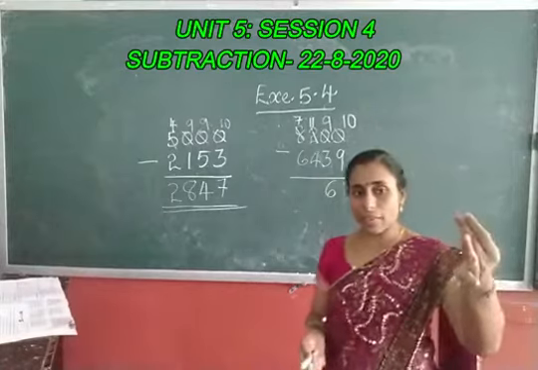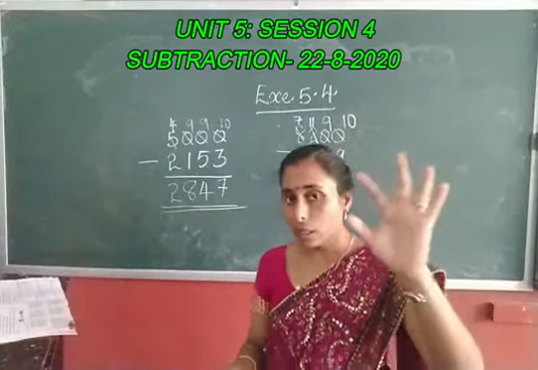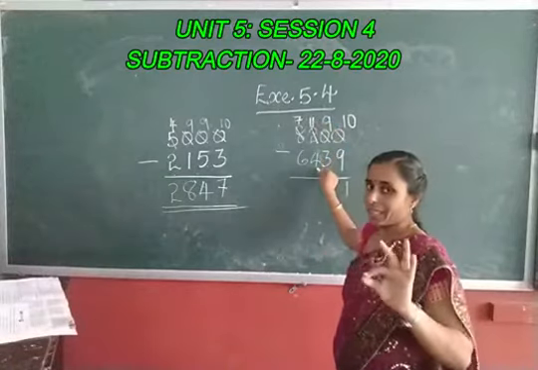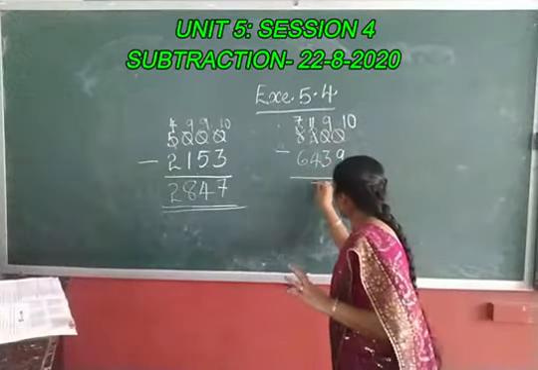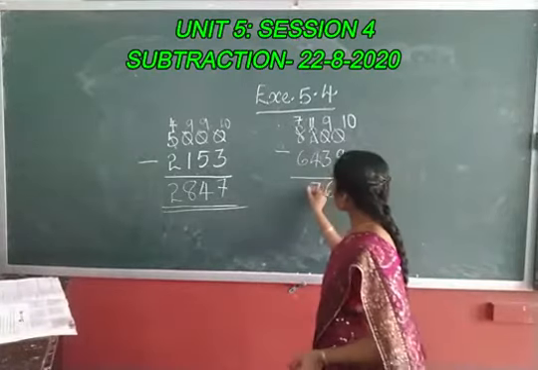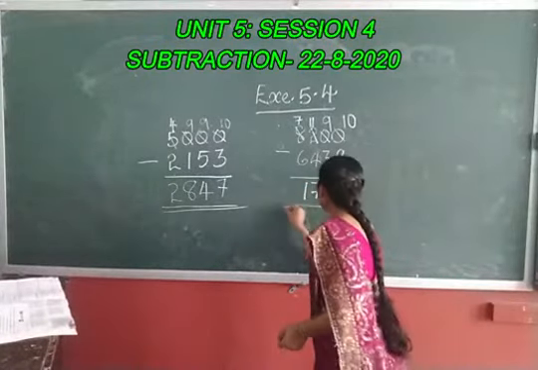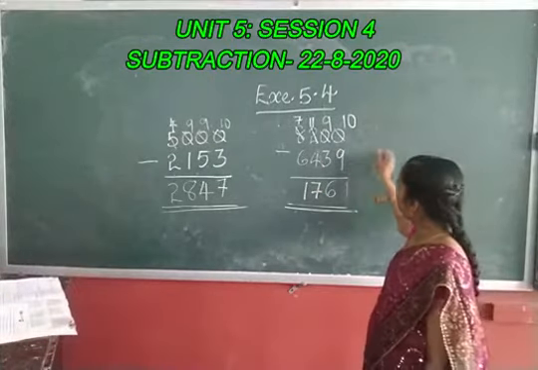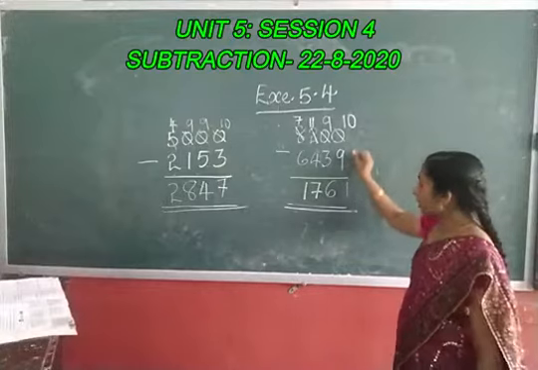11 minus 4: 5, 6, 7, 8, 9, 10, 11. Sorry, 11 minus 4, 7. Then 7 minus 6, 1. Answer 1761. Just let us check these answers.